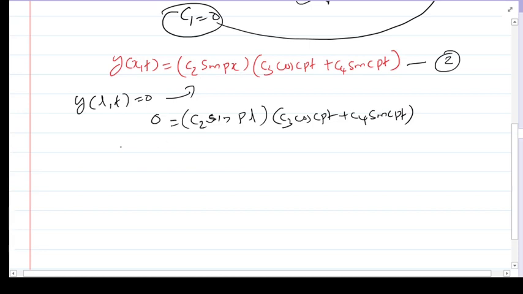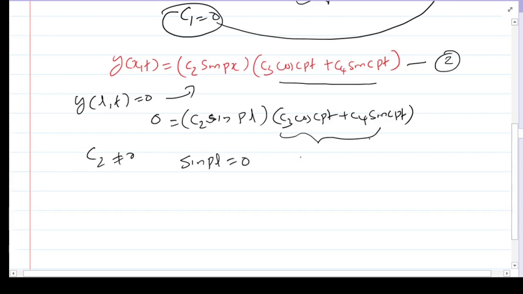Okay, therefore C2 cannot be 0. Then can this quantity be 0? No. If it is 0, the situation repeats, and all the terms will become 0. So only the cases where sin PL equals 0.